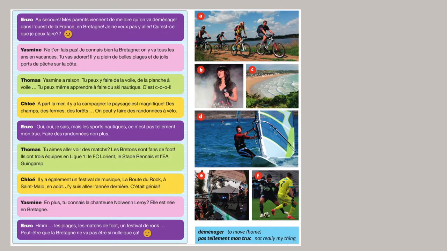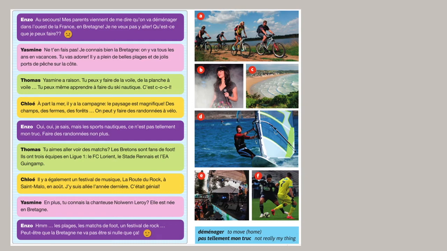Right, let's have a look at an example here. This is a forum, and the purple blocks of writing are for Enzo. Okay, he's written into a forum asking for some advice. And Yasmin, Thomas and Chloe have sent some replies. So Enzo says, au secours, which means help. Au secours, mes parents viennent de me dire qu'on va déménager dans l'ouest de la France, en Bretagne. Je ne veux pas y aller. Qu'est-ce que je peux faire?